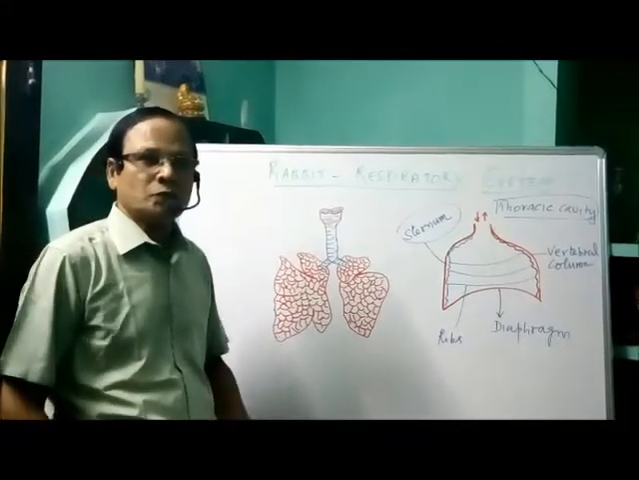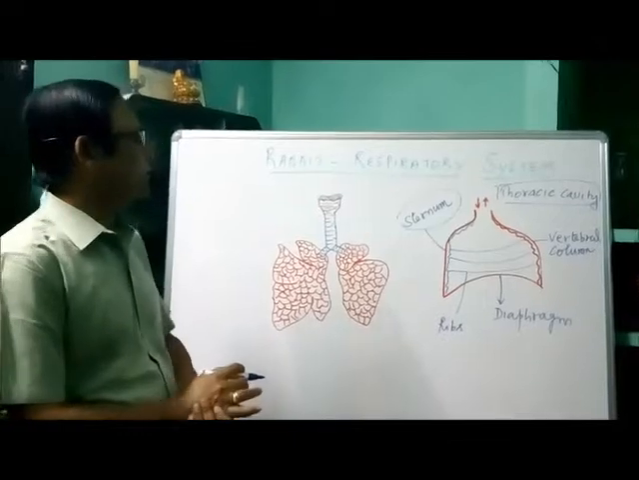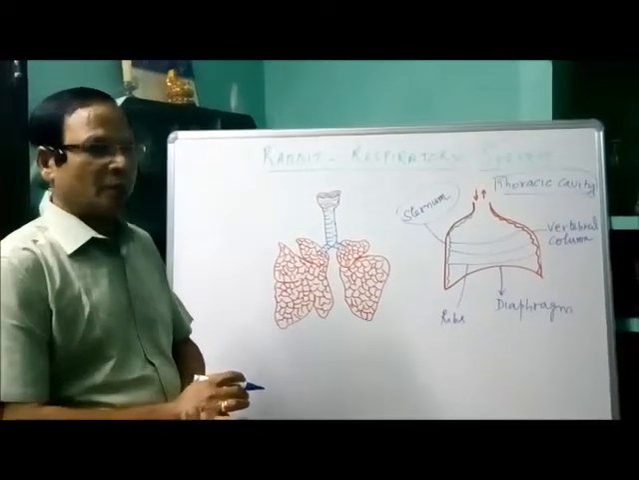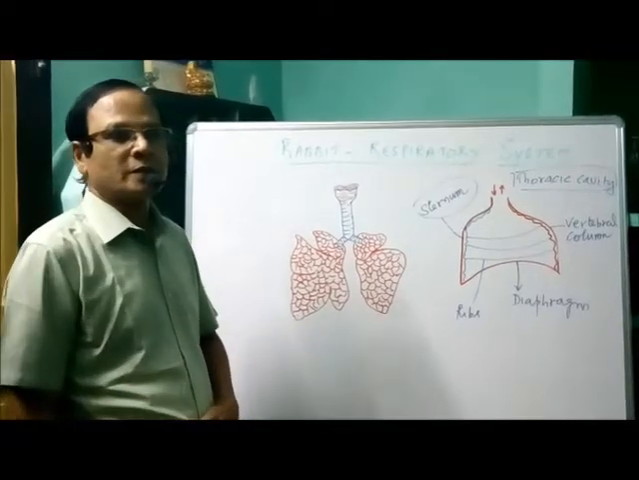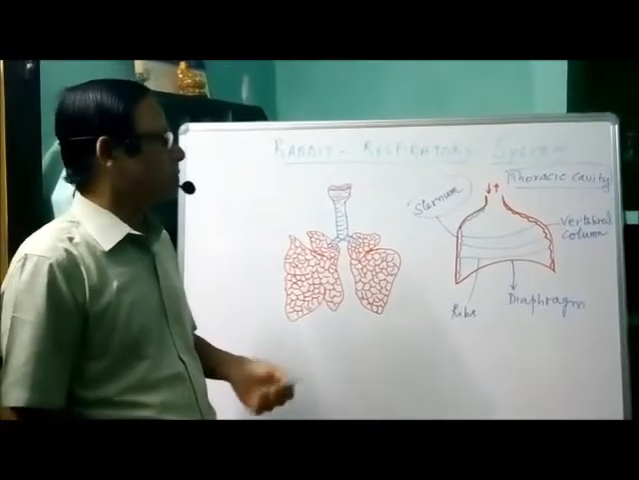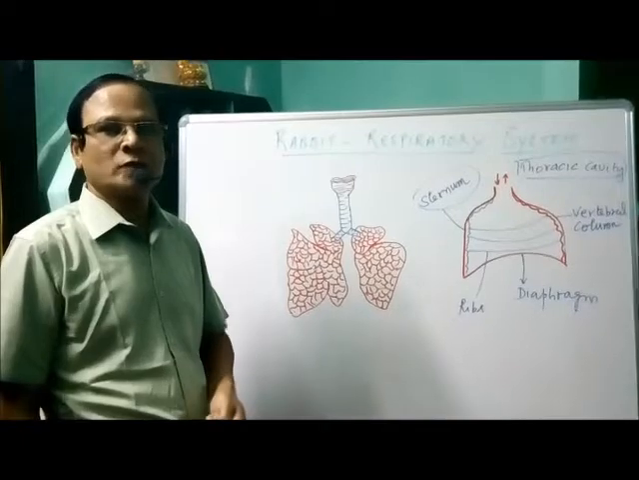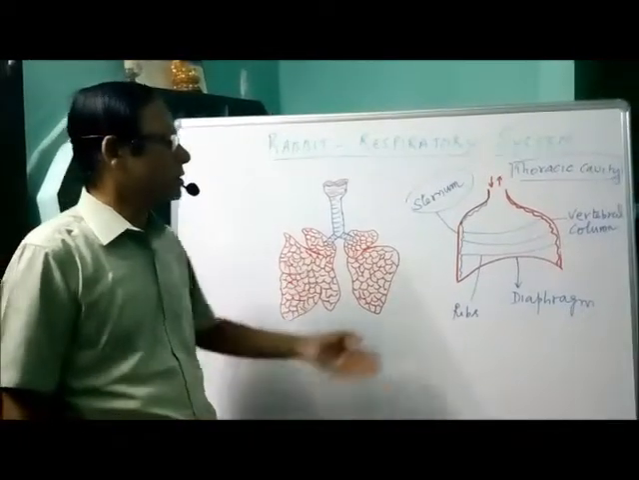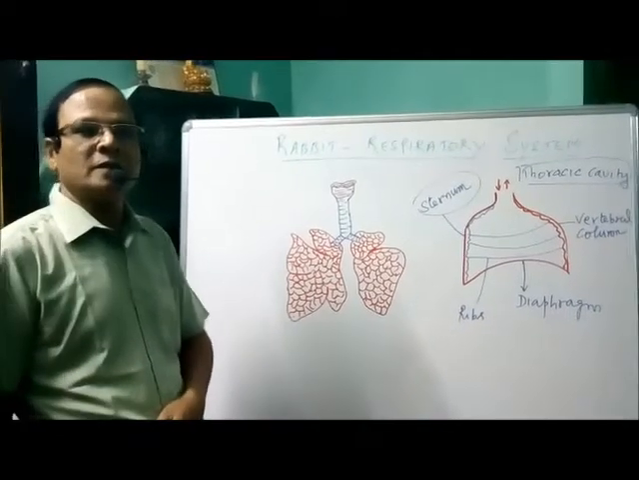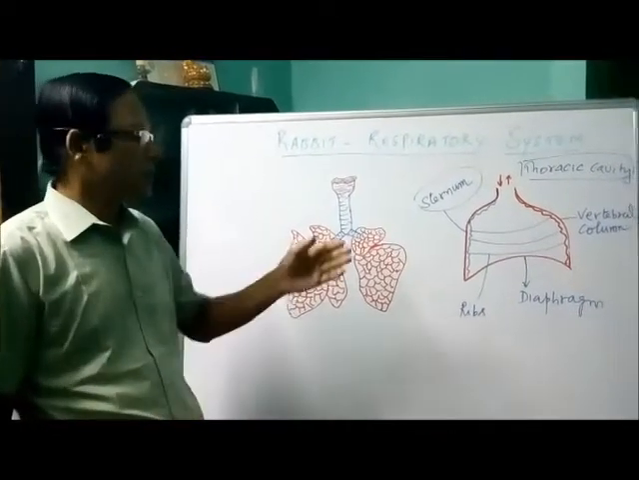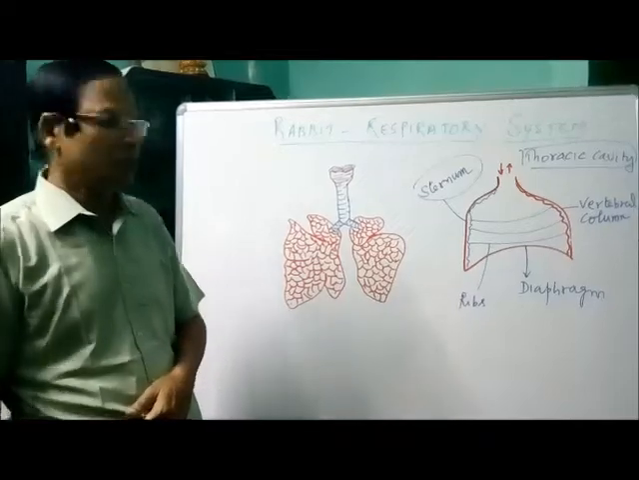Students, I will let you know something about the respiratory system in rabbit. In rabbit, as a vertebrate, respiration is affected by the lungs. The lungs are light, spongy structures placed inside the thoracic cavity. The thoracic cavity is an airtight chamber in which only the lungs are lodged.